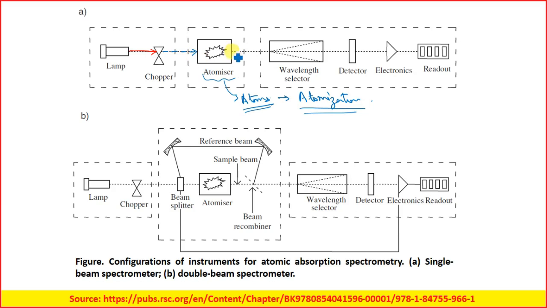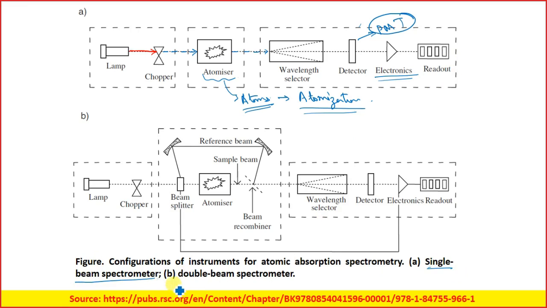From here you get the transmitted light, which is again the chopped signal, and then you have a wavelength selector, then a detector. This detector is a PMT, photomultiplier tube. We have already discussed what a photomultiplier tube does. Then we have the electronic components for amplifying the signals of the PMT, and then you can record the signal. So this is a single beam spectrometer.